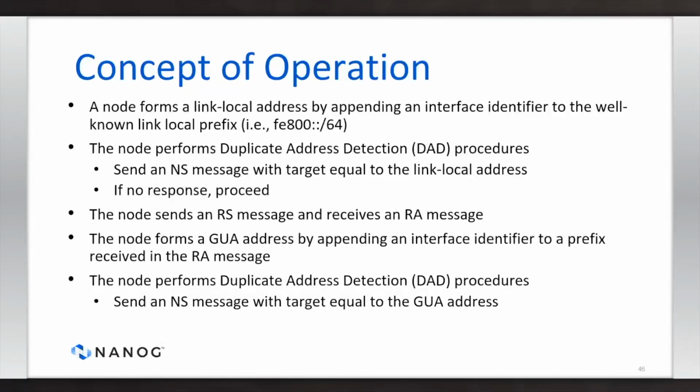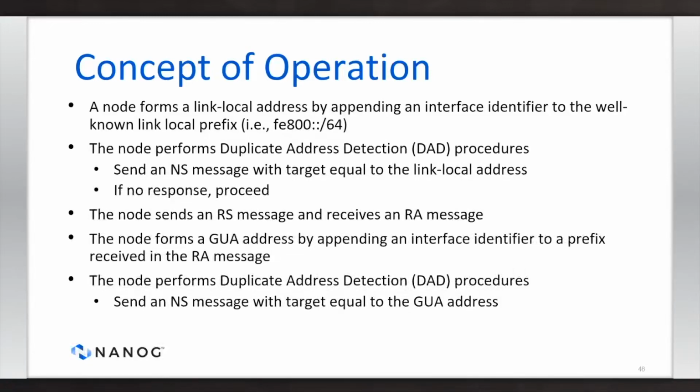Well, a node forms a link local address by appending an interface identifier to the well-known link local prefix FE80::/64. So it knows that all link local addresses start with FE80. It then picks 64 bits at random, and forms an address. And it says, I would like to be this address. Now, the odds are very strong that there is not another node on link with the same address, because 2 to the 64th is a really big number.